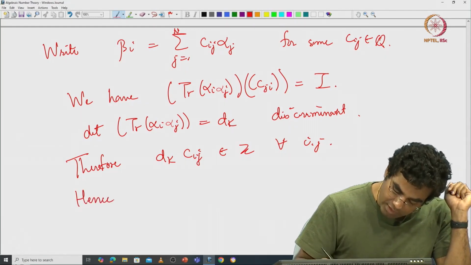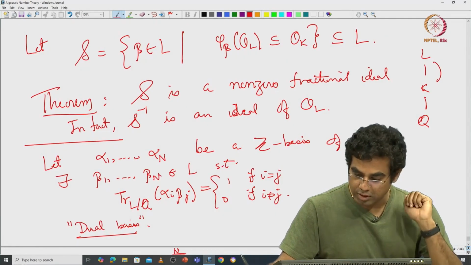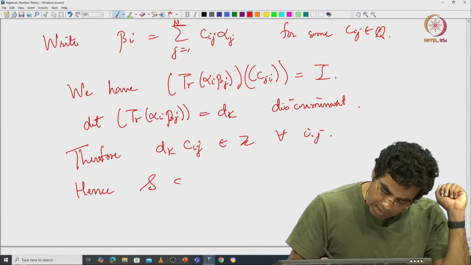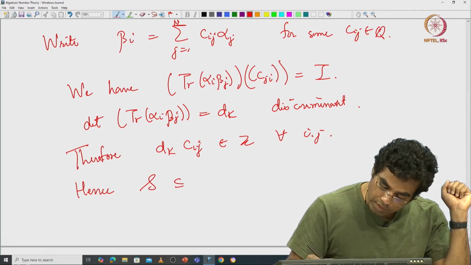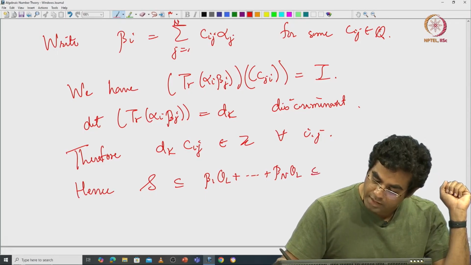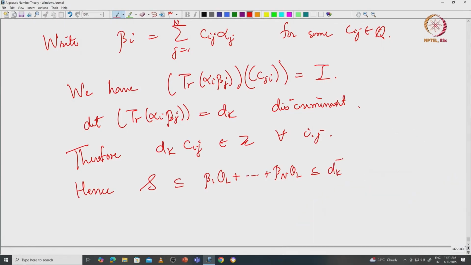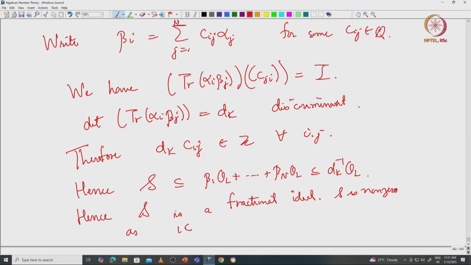Hence, what we have is that this S that we had before is contained in the OL module generated by the betas, which itself is contained inside d_K inverse times OL. So, hence S is a fractional ideal. Okay. And it is non-zero because 1 is in it. S is non-zero as 1 belongs to S.